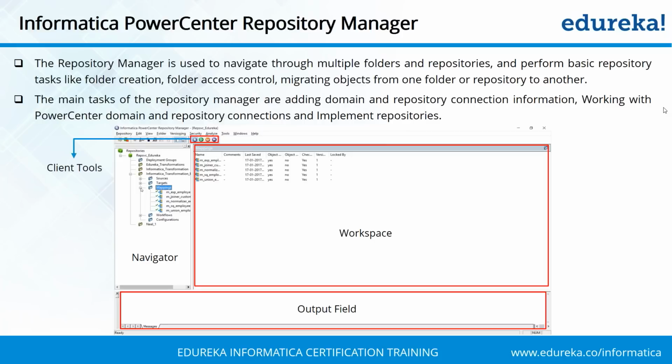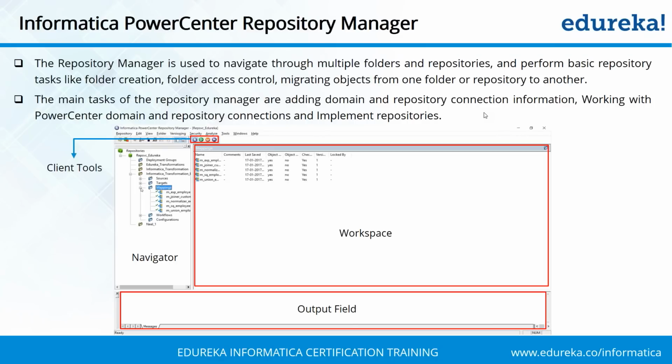So, here, if you look at the image, you can mainly divide the repository manager into three sections. The first is the repository workspace, the second is the output field, and the third is the navigator. So here you can see we have various folders present. We have sources, we have targets, we have mappings. So Saurav, coming back to your question, every mapping that you will be creating, you can see I have five different mappings present here. Each of these mappings is considered to be an object in the repository. So are you clear? All right.